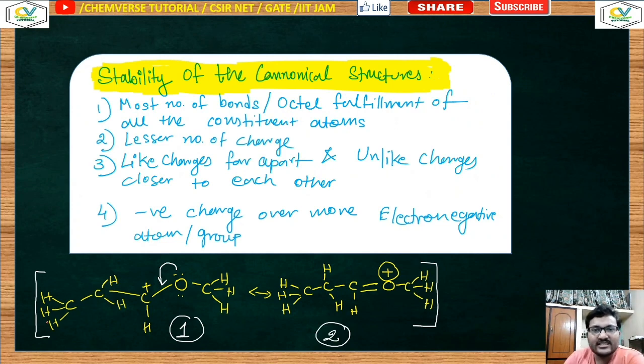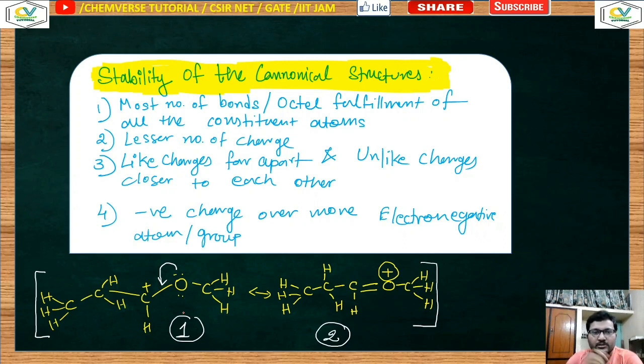Now the question arises: what is the stability of the canonical structures? Over here I am saying that there are two canonical structures, structure number 1 and structure number 2. In both the cases, they are imaginary. You know that these canonical structures are imaginary. But why do we study this? Because the more stable the canonical structure, the greater its contribution to the hybrid structure. That means the resonance hybrid will resemble the canonical structure which has more stability.